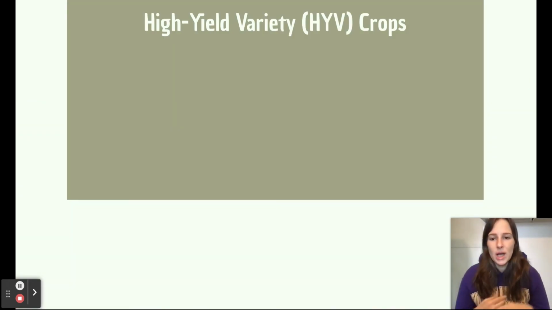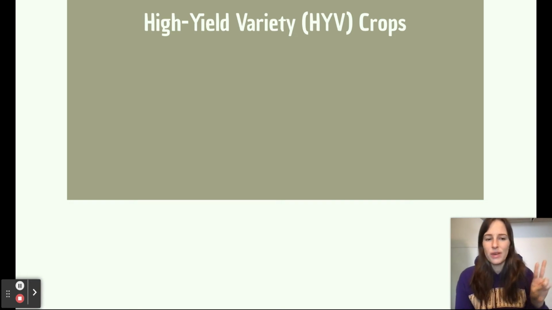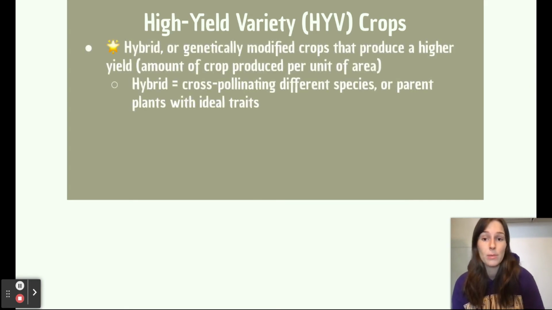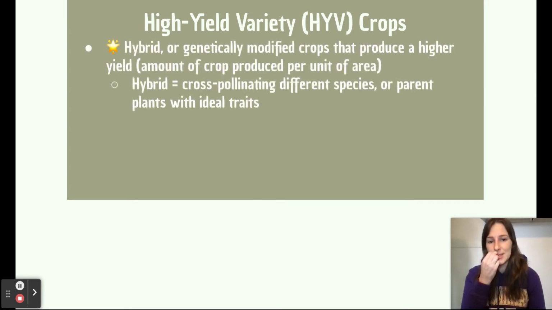So when we're talking about these crops that yield more, there are two different things that we're going to talk about, high yield variety crops. I'm going to talk about these two because they are different, but they are both used. There's hybrid, and then there are genetically modified crops, and I'll talk about the difference between them. But these are crops that produce a higher yield, which means you get more crop per unit of area. Now, the first part is going to be hybrid.